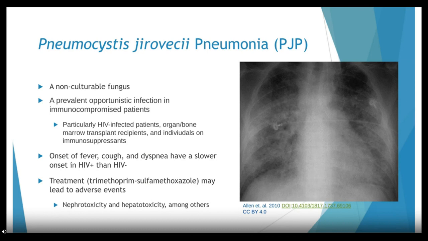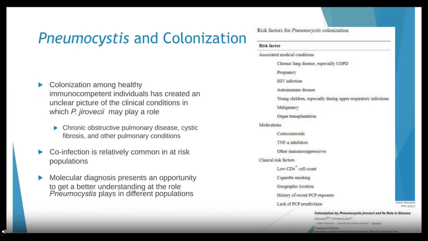We also want to be cautious of the treatment for PJP, in that trimethoprim-sulfamethoxazole, or Bactrim or SXT, is associated with some adverse effects. So we really want to be careful with this drug. We should note that there is some amount of colonization that can occur in the population. So we're really just starting to learn about this as we employ molecular technologies. So there is some colonization in immunocompetent individuals, and we're starting to think that maybe this organism is playing a role in some conditions that were previously ignored because they were unable to be identified microscopically.